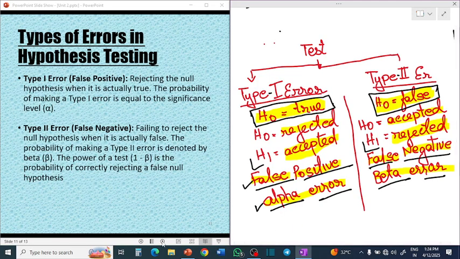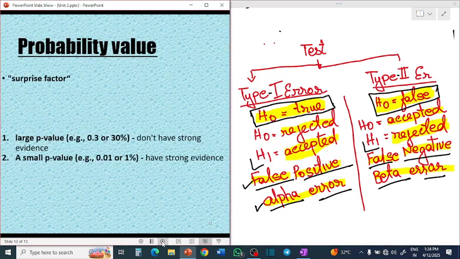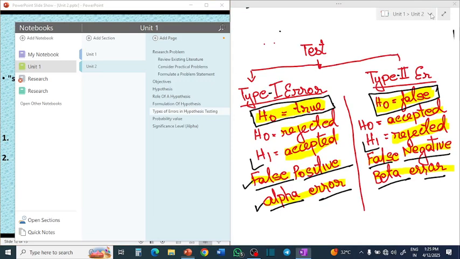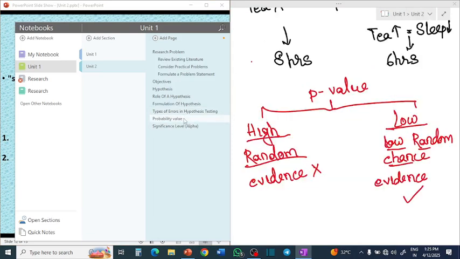Now we will go on to the probability value. So probability value is very easy to understand. Probability value is the value of randomness, that is, how random a result can be.